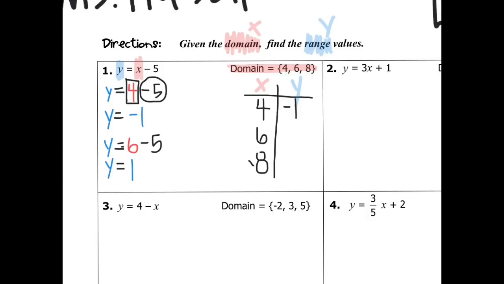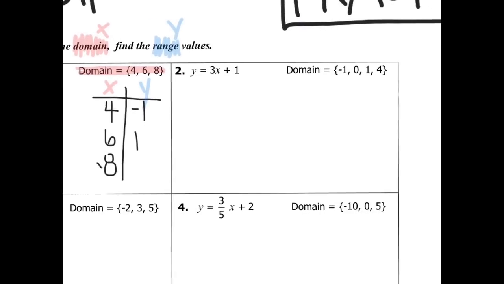So I'm going to go over to my table and transfer that information. When my x value or my domain value is 6, my range or my y value is 1. And now you'll just need to go back and do that one more time for 8. That's pretty much the pattern you're going to follow all the way through this sheet. A couple things to remember and point out though.